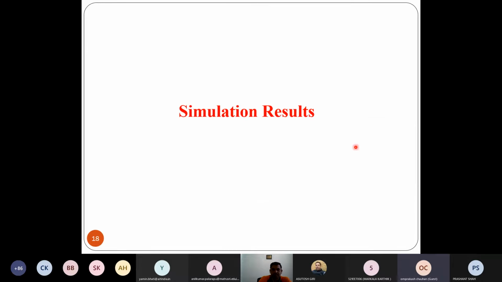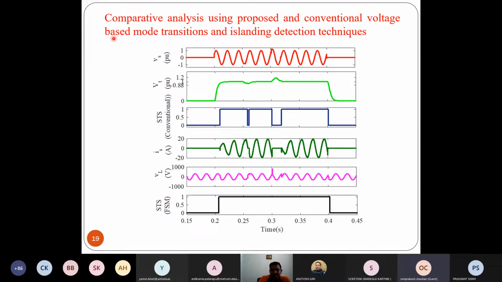Simulation result: we have done a comparative analysis of the proposed technique which has been used for islanding detection and mode transition. Here we can observe we are having a grid recovery at 0.2 second and grid outage at 0.4 second. This is the STS with the proposed control, and this is the STS, static transfer switch, turning on and off, 1 and 0, through the conventional simple voltage control.